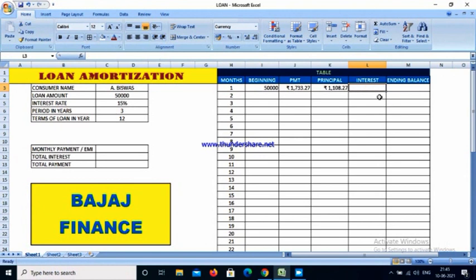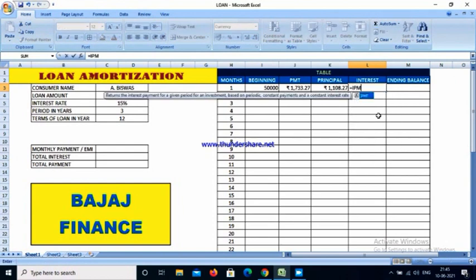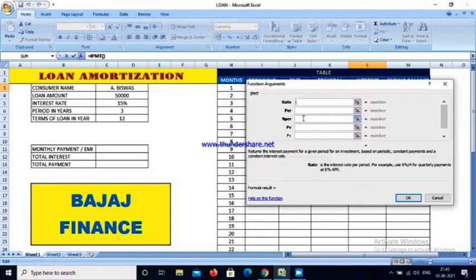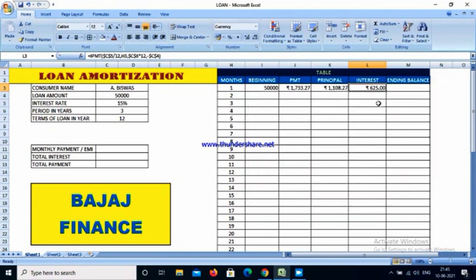So once again, you can see, students, equal to IPMT, press Ctrl A, rate 15%, F4, divide by 12, per, or else you can choose the month number 1. Next row, nper means the time period in years, F4, multiply by 12. Next row, minus, choose 50,000. Okay, select F4, click OK to continue. Look at here, 625 is ABC's interest amount.